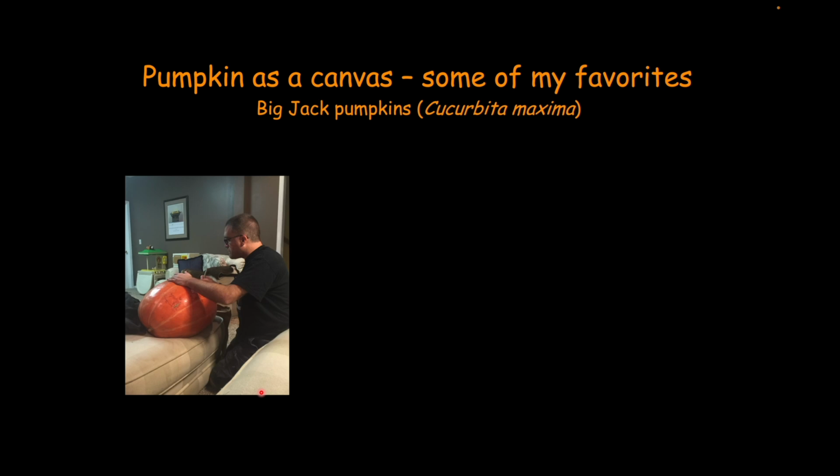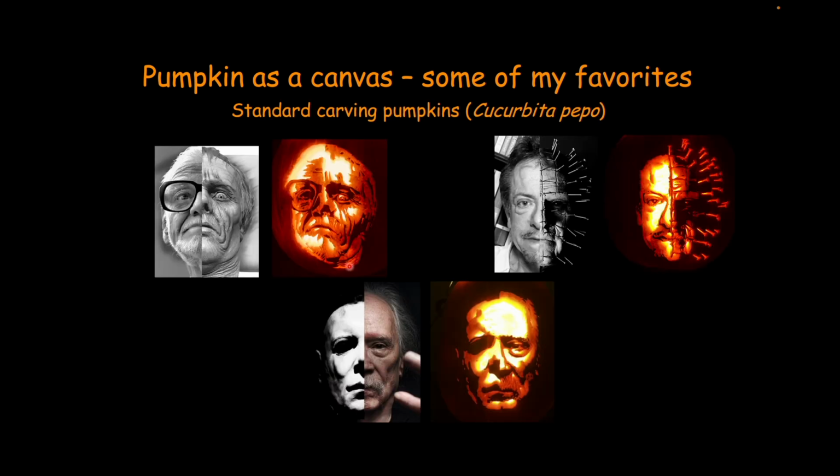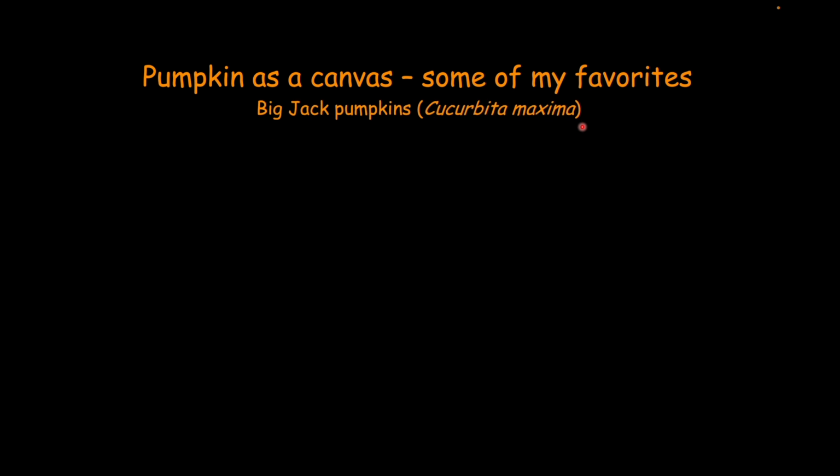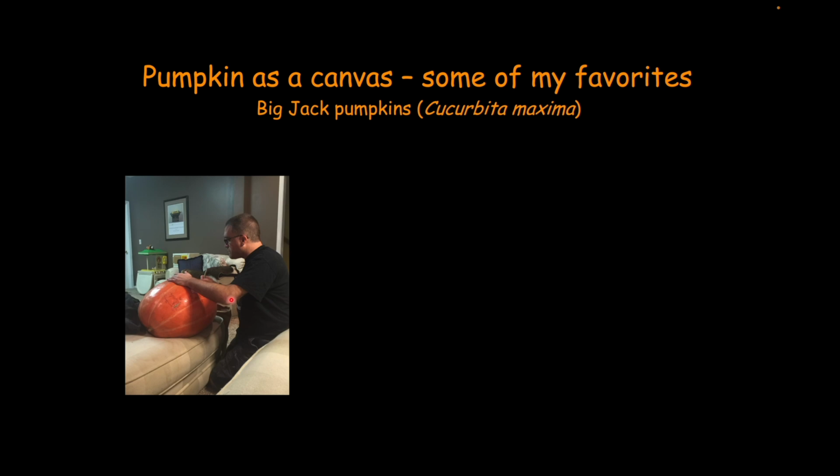I would point out that these carvings are all on the species Cucurbita pepo, the standard pumpkin that we think about, 5 to 10 pounds at most, usually the ones you can get at Hy-Vee or Lucky's or Walmart. But I've also done Cucurbita maxima, the giant pumpkins that weigh up to 150 pounds. Typically, now they can go up to several hundred pounds, but they're hard to move around.